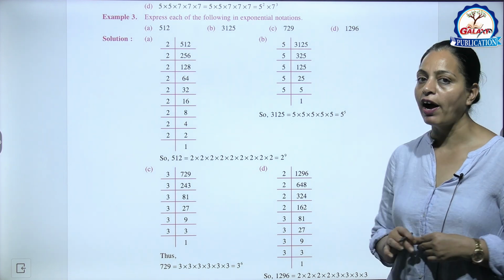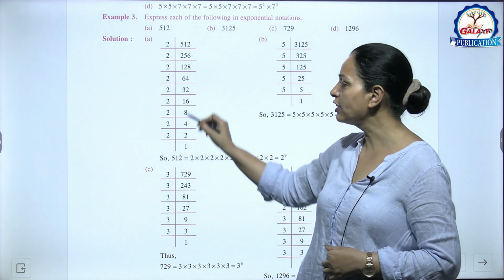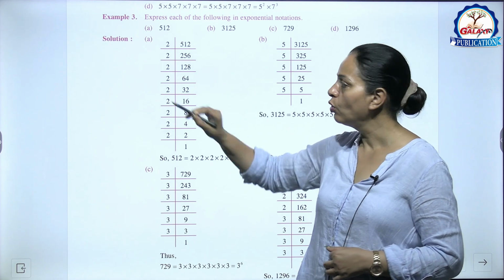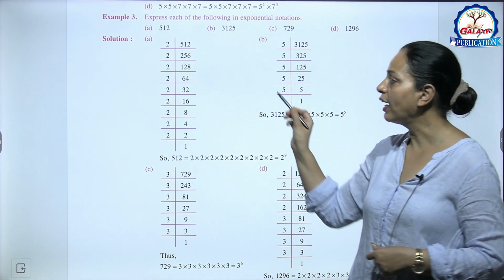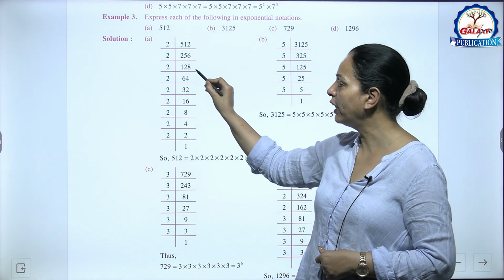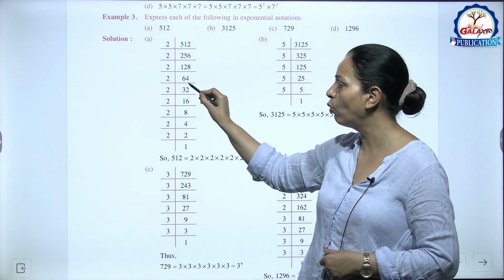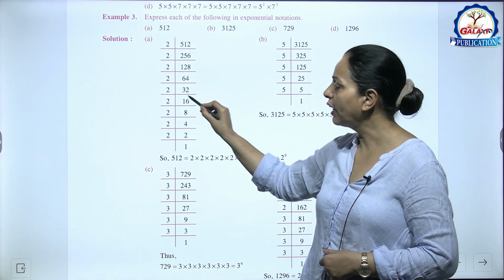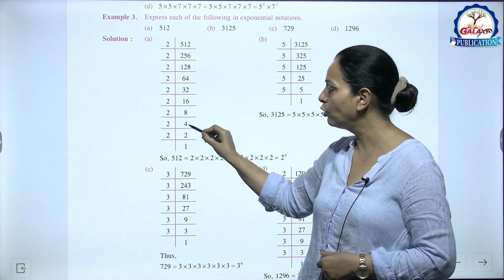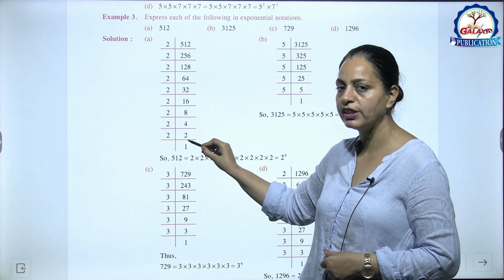Like A part, 512. So 512 is divisible by 2, so we will divide by 2. We are getting 256. Again by 2, 128. Again by 2, 64. Again by 2, 32. Again by 2, 16. Again by 2, 8. Again by 2, 4. Again by 2, we are getting 2.